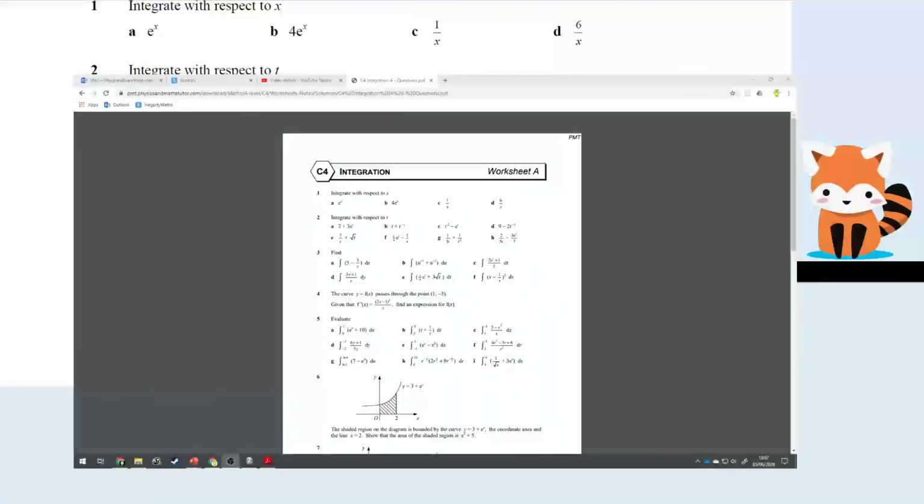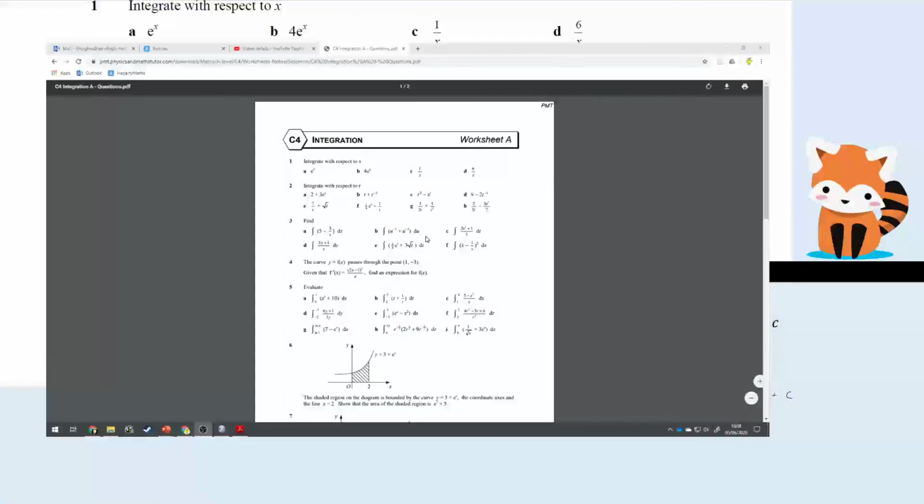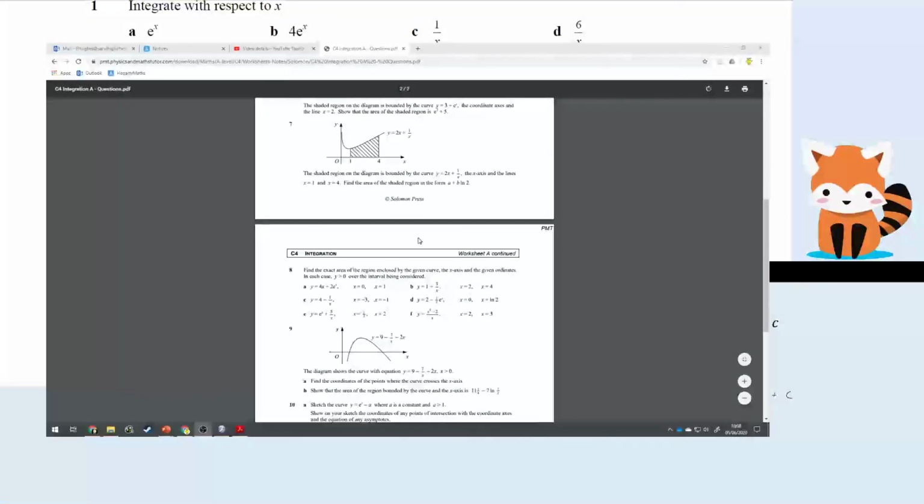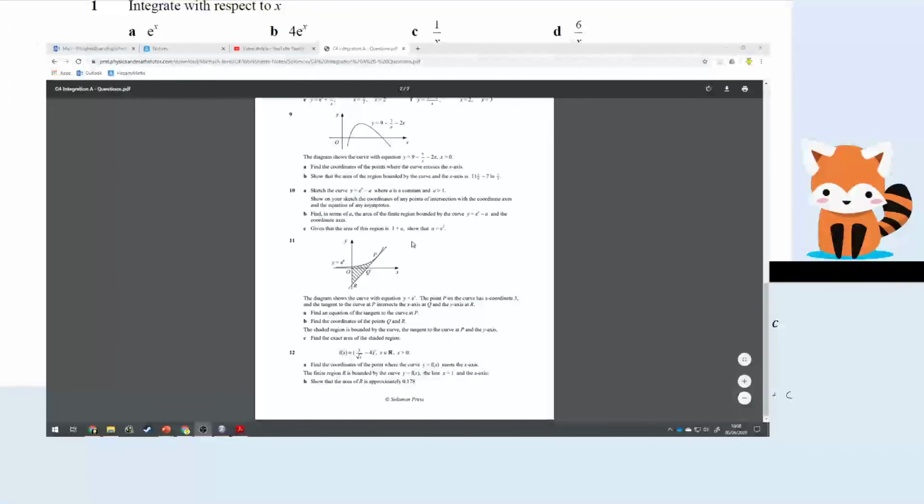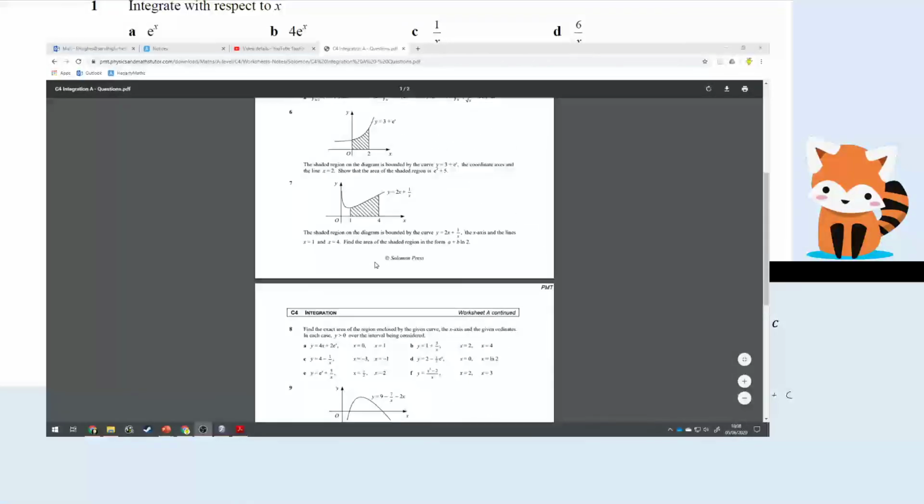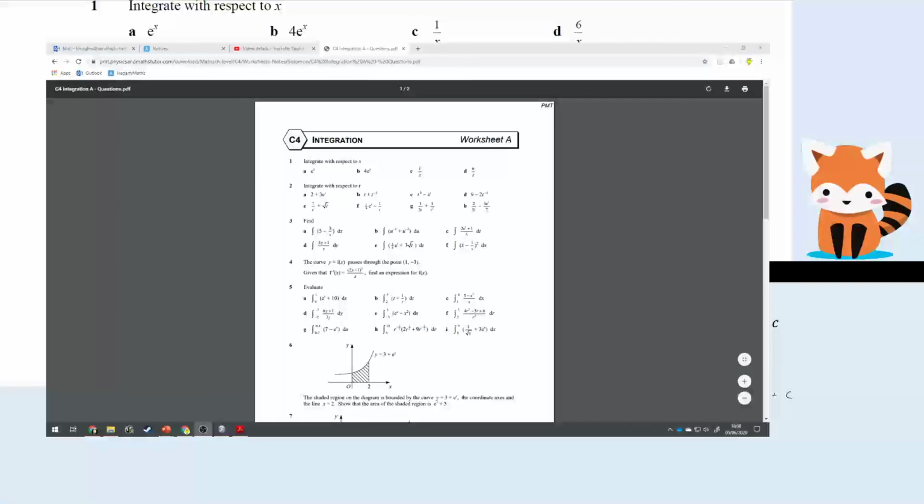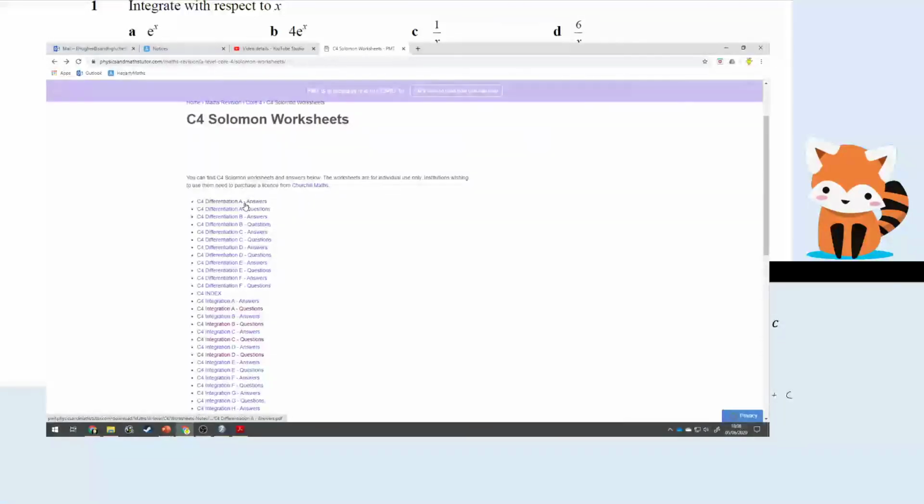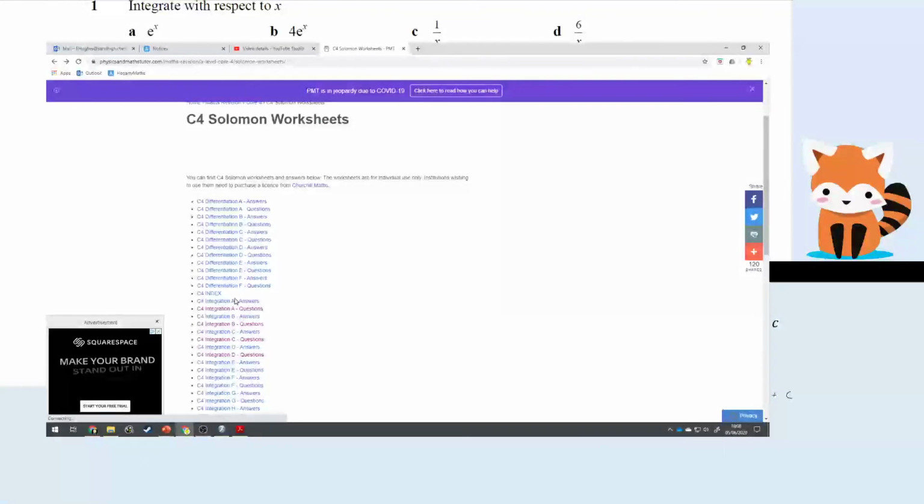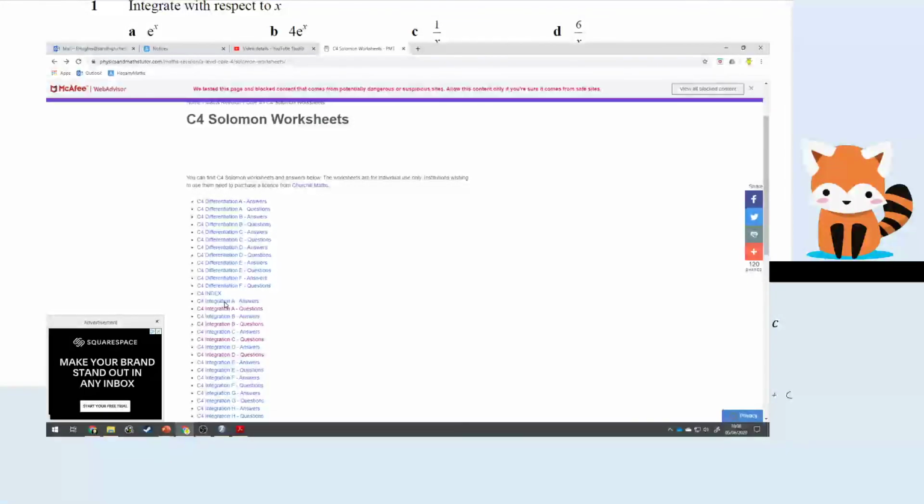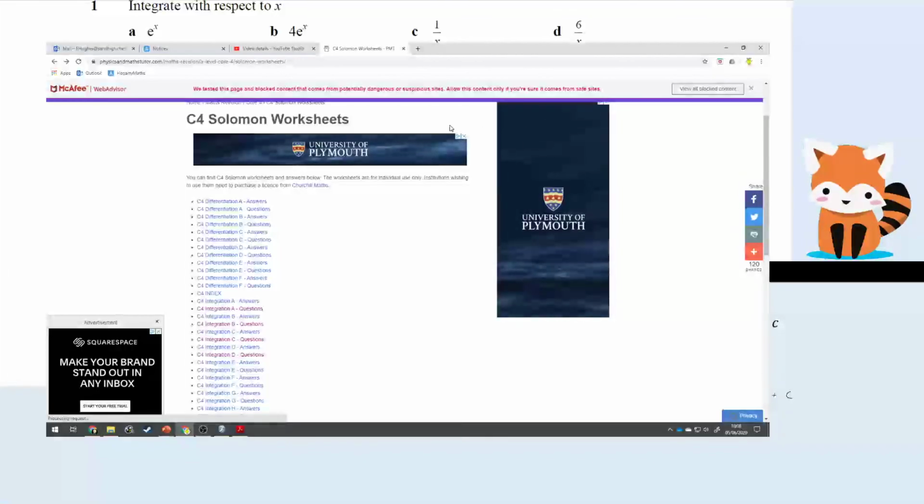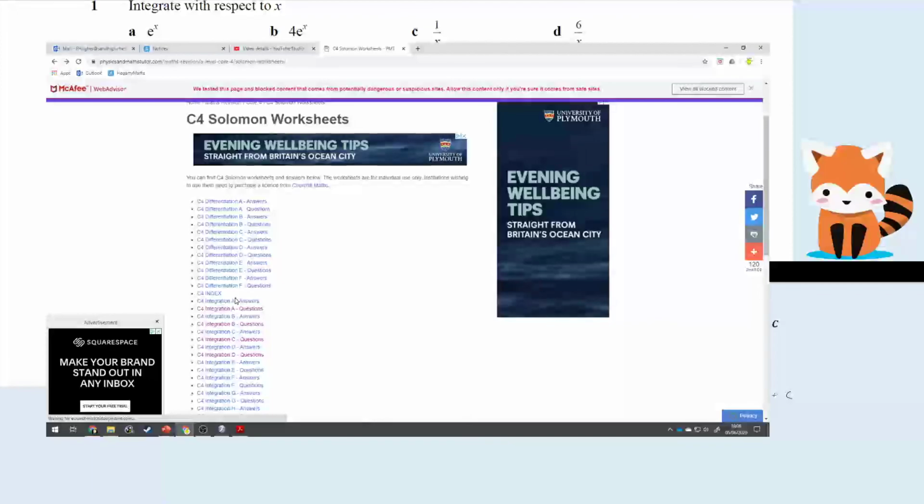You'll be able to have a decent go at pretty much all of these, and it's got some application of it as well. They're actually really good worksheets. With the added bonus that if you go one step behind and go to integration A, they actually have the answers as well. So perfect for doing some revision or practice like we've got now.